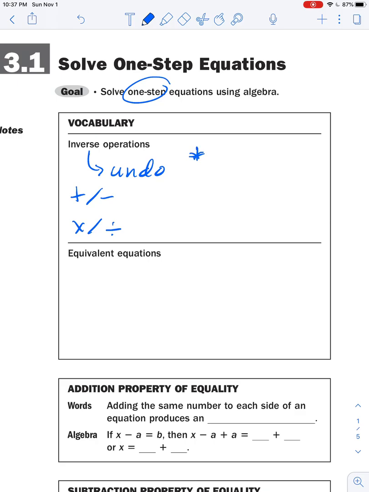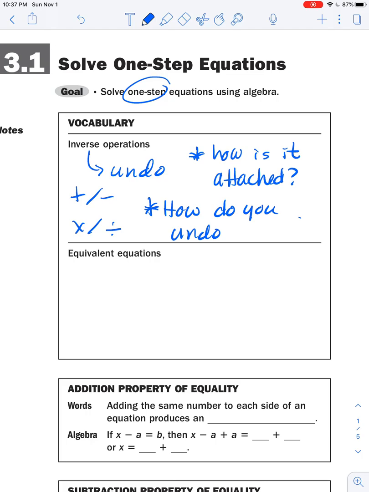I always tell my students to ask yourself two questions. How is it attached? Meaning, how is the number attached to the variable? And then I ask them to think about, how do you undo that? So if it's attached with adding, you would undo that with subtracting. And if it's attached by subtraction, you'd undo it with addition. Same thing here. And then we get what we call equivalent equations. And that just means that they have the same solutions.